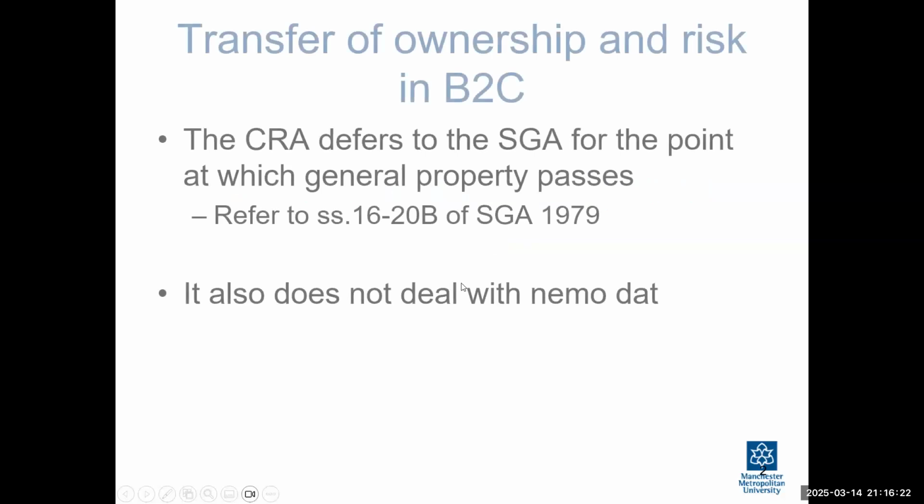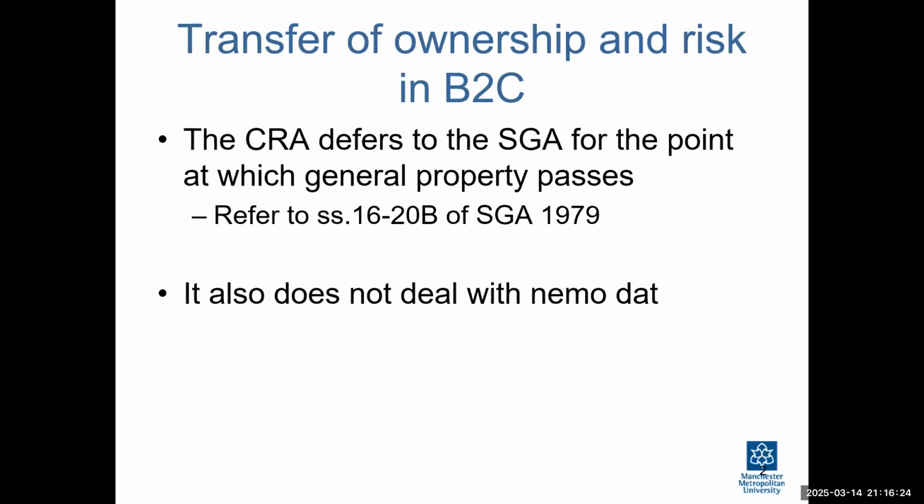So the CRA defers to the SGA for the point at which property passes. This is not something the CRA addresses, and it also does not deal with the Nemo dat that we just talked about. But when it comes to remedies, you have to go to the CRA because the consumer has more protection when it comes to remedies. So the relevant sections of the SGA are 16 to 20B.